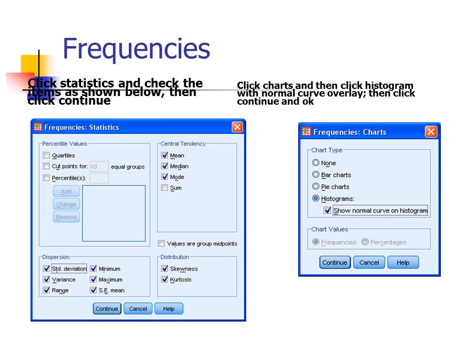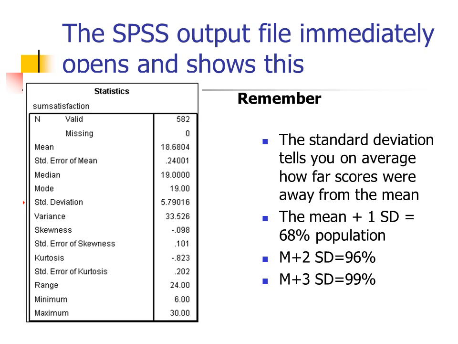And this charts box appears. You're going to click on histograms and show normal curve on the histogram. Then you're going to click Continue and you're going to click OK. And then you're going to be patient because, again, all of SPSS takes a little time. And in a minute, your output will just pop up on your screen.